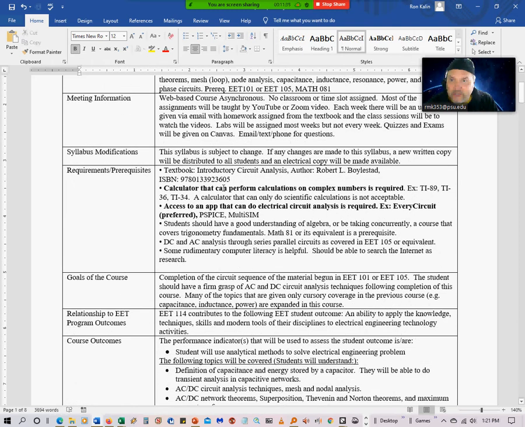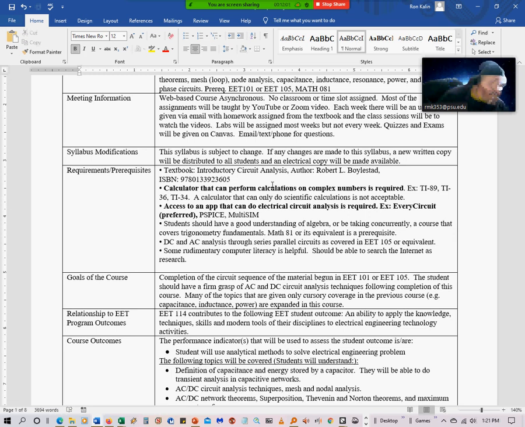The textbook is Introductory Circuit Analysis by Boylestad. It looks like this. I hope this shows up on here. It might not. Okay, this is what it looks like. It's blue, so it's not really showing up real well on here, but that's basically it.